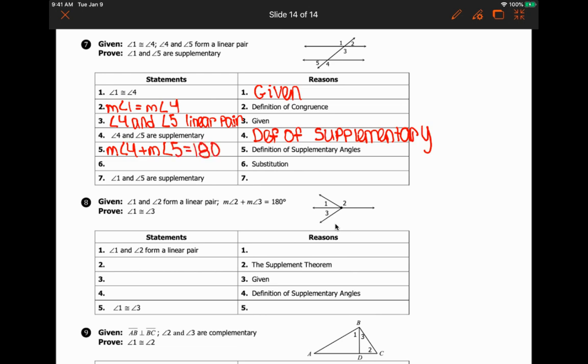Okay. Then they use substitution, and they're trying to say 1 and 5 are supplementary. So because back in step 2 here, I know 1 is equal to 4. I'm going to replace 4 with 1. And that would be by substitution. So then I could say, well, if their measures add up to 180, they're supplementary. So that's definition of supplementary.